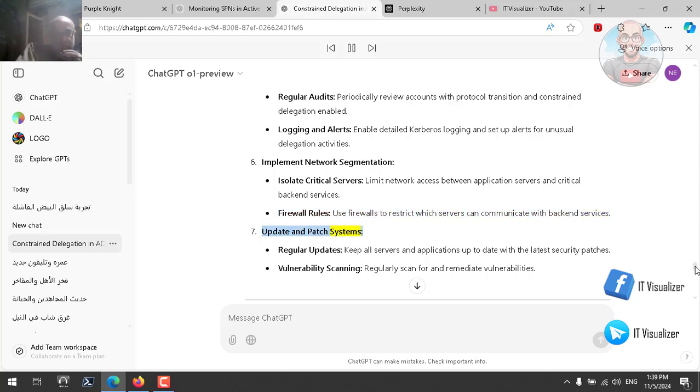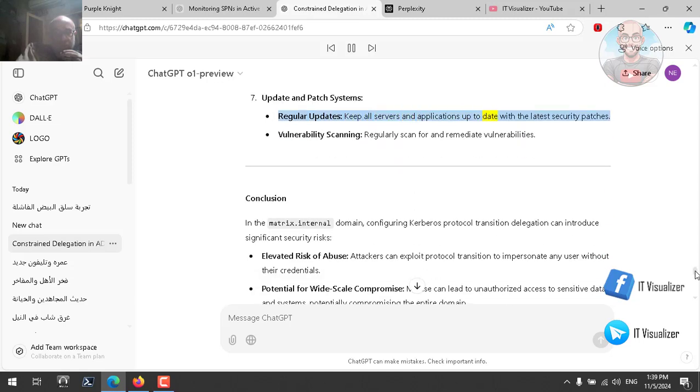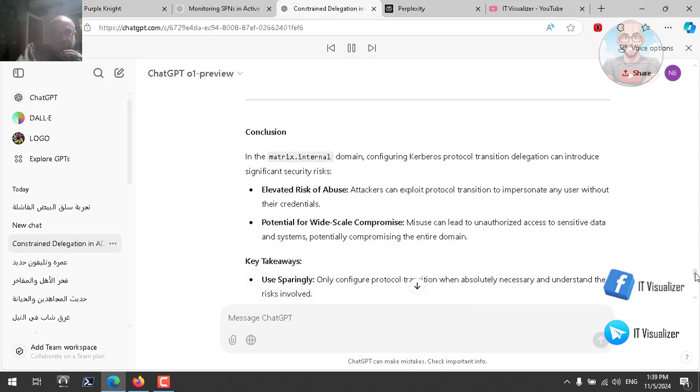Update and patch systems. Regular updates: keep all servers and applications up to date with the latest security patches. Vulnerability scanning: regularly scan for and remediate vulnerabilities.